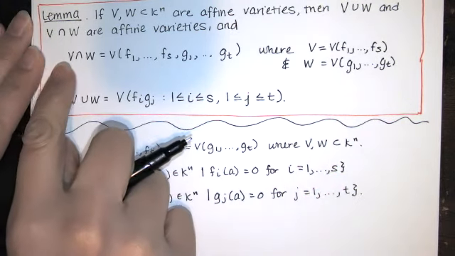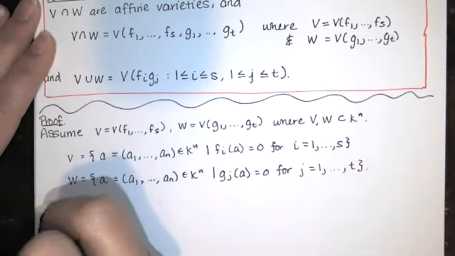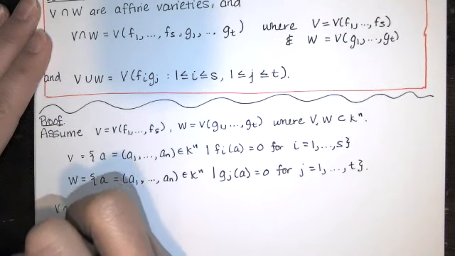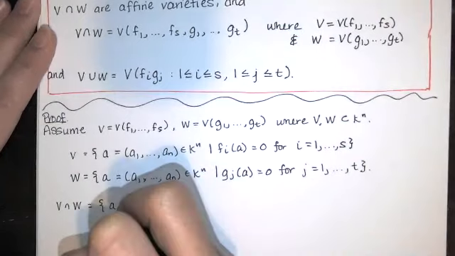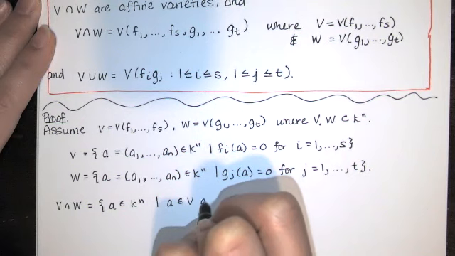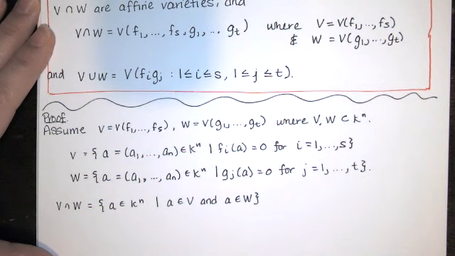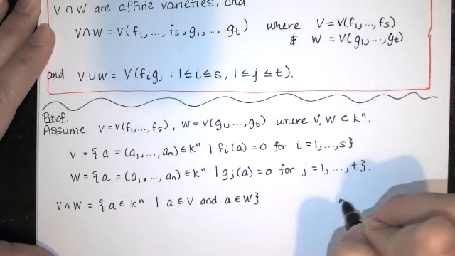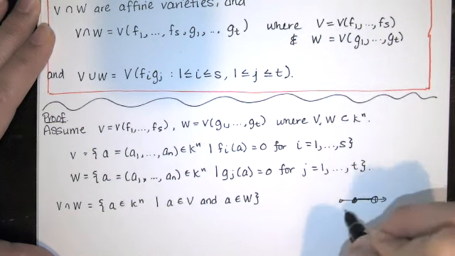Okay, now we want to look at points in the intersection of V and W. Now, hopefully you remember what intersection means. This is the set of all points A in n-dimensional affine space such that A is in the set V and A is in the set W. That's just the definition of an intersection of two sets. If you've taken pre-calculus, you've got an interval from here to here and an interval from here to here.